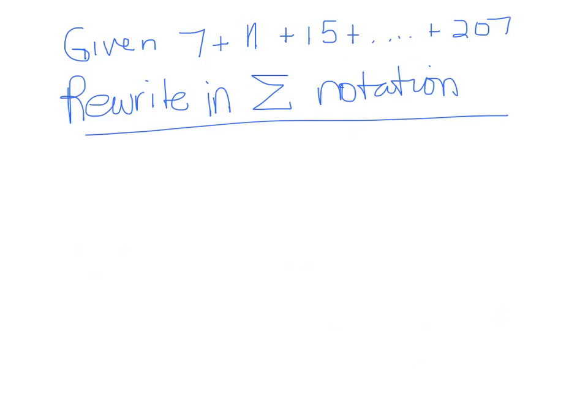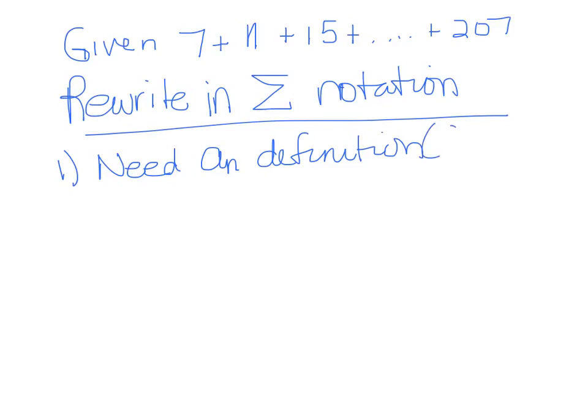Okay, this time I've been given a series with that information, 7 plus 11 plus 15 plus I don't know how many more terms, but eventually I'm going to keep adding until I add the term 207. So how can I write this in sigma notation? Number one, I need that explicit definition. Okay? So I need an definition, that formula. So how are we going to come up with that?